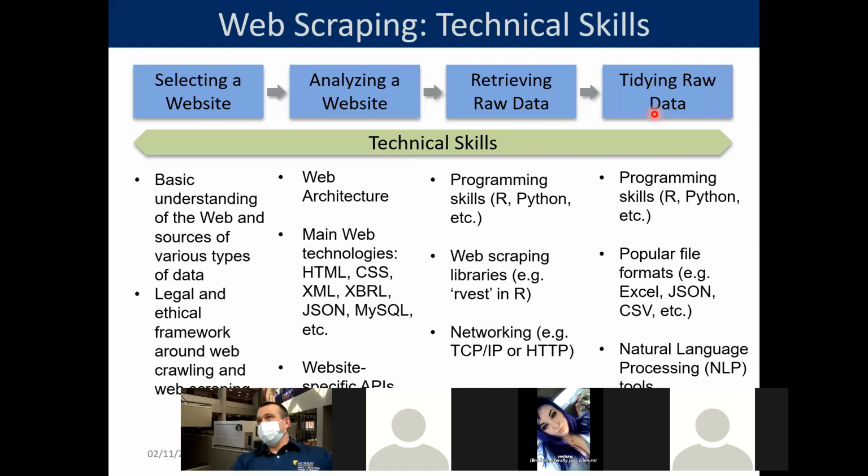And then programming skills, right? You need to develop those scripts using a programming language. Also, when you store this data, you need to understand something about popular file formats such as Excel, JSON, CSV, which is the comma separated values format. And sometimes when you clean data, knowledge of natural language processing or NLP tools comes in handy. For example, you can use natural language processing in R to remove white spaces, to remove punctuation marks, to make the data cleaner, to tidy it up, right?